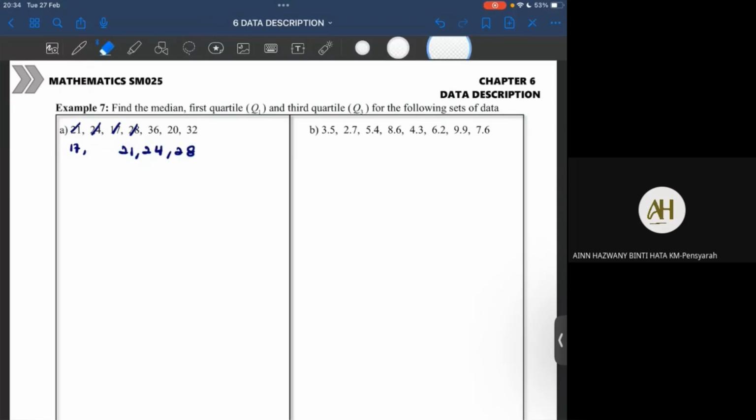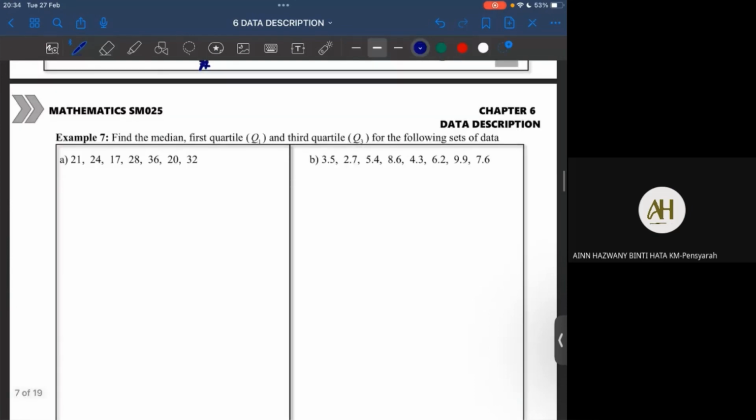Okay, so di sinilah contohnya kita gunakan stem and leaf diagram. Okay, so stem and leaf diagram kita akan tolong untuk cari. Kita buat dekat tepi. So contoh kat sini kita ada 1, 2, 3 untuk stem kita. Okay, so 1 ada berapa? 7, 2 ada 1, 0, 1, 4, 8, 3 kita ada 2, 6. There you go, kita dah susun dah kita punya data kita. So 17, 20, 21, 24, 28, 32, 36.